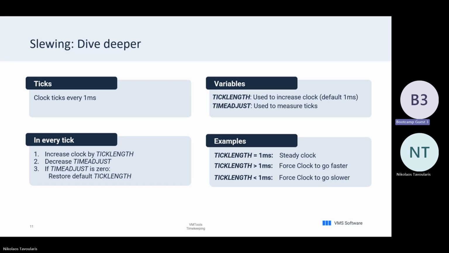And there is another important variable here, the time adjust. So if we modify the tick length, time adjust tells us for how many ticks we will have this modified tick length. So essentially the algorithm is the following. We are in the interrupt and we increase the clock by the tick length. Then we decrease the time adjust. And when the time adjust reaches 0, we restore the tick length to its original value, which is 1 millisecond. And by choosing this variable correctly, we can gradually reach the host clock.